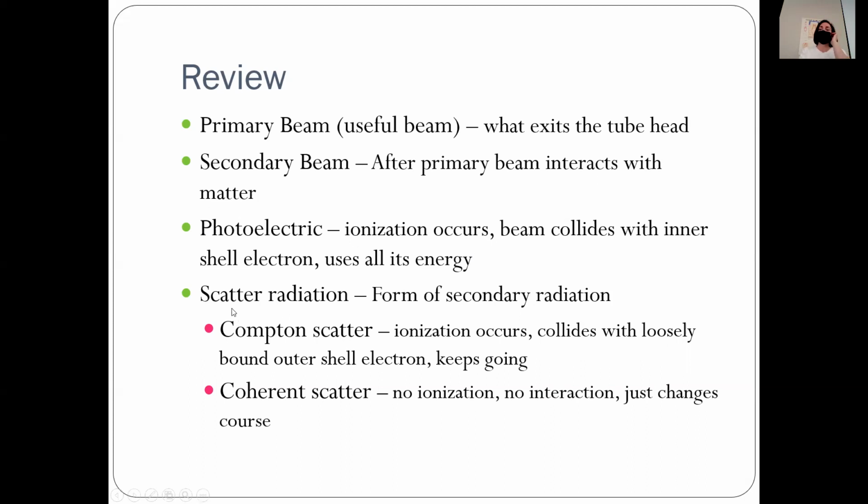Then you have scatter. There's no scatter with photoelectric. It just goes in and is absorbed, and that's the end of that. With scatter, it's a form of secondary, and you can either have Compton or Coherent. Ionization happens with Compton because it affects the electrons. It makes ions occur. Coherent, there's no ionization because it just kind of sneaks through. So that's a little summary of those various activities.